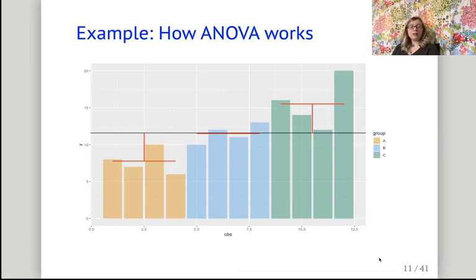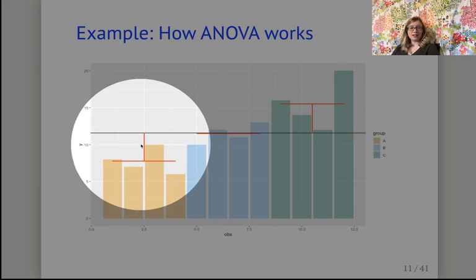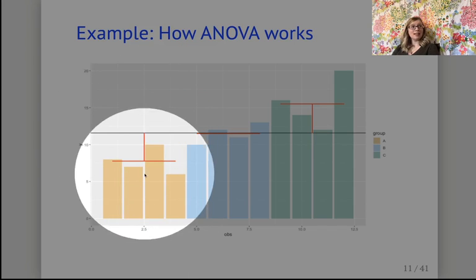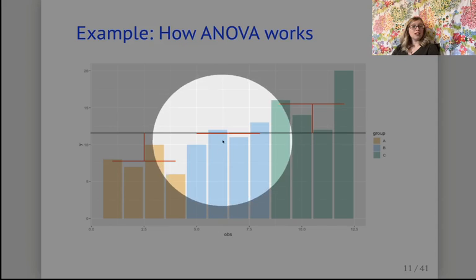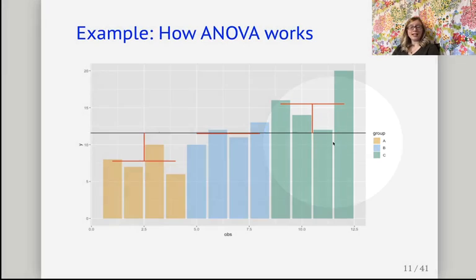So here's how all of those groups come together. I've then added these red lines representing the distance from the mean. Group A is below average, Group B is just about average. Group C is above average.